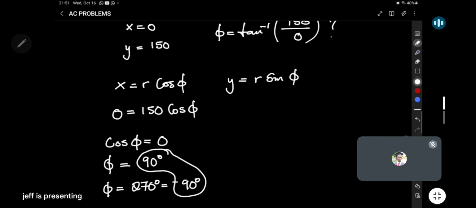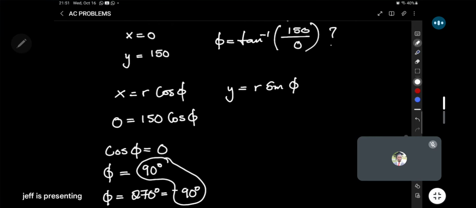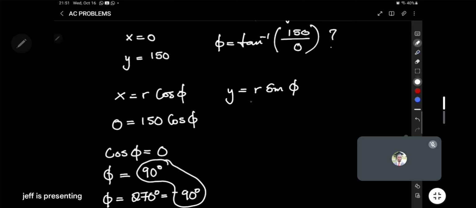To understand which one we're going to work with, we can look at the second part, y. Y here is given by that, but we saw that y was just 150. R, we calculated by Pythagoras theorem. It also came out as 150. Then we have sin phi. From here, 150 will cancel with that. We see that sin phi reduces to just 1.